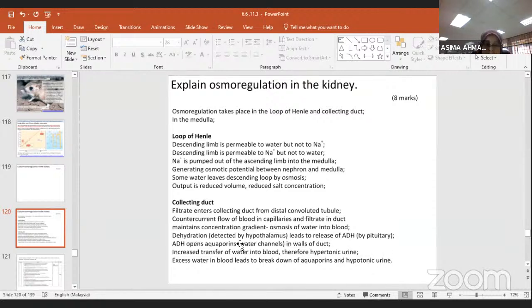But sometimes we do not know what the points in the mark scheme are. If I were you, don't simplify this way, excess water. Explain it again: excess water is detected by the hypothalamus and then leads to a decrease in the release of ADH. Repeat everything again, to be safe. Don't simplify it this way. This is dangerous. Understand?